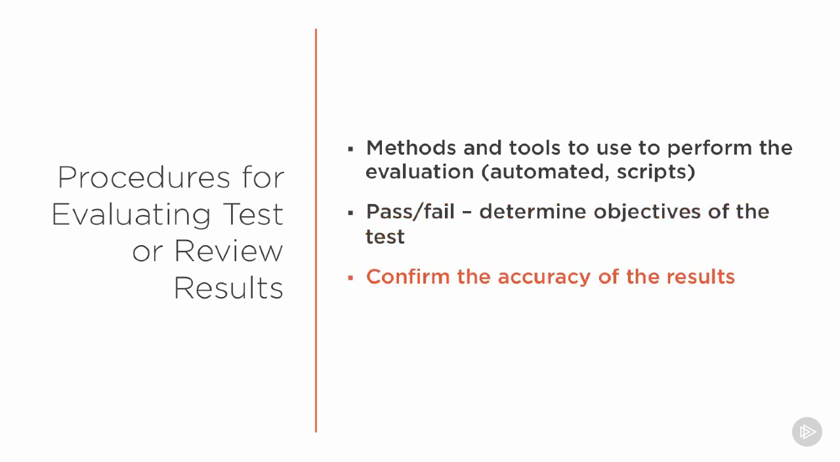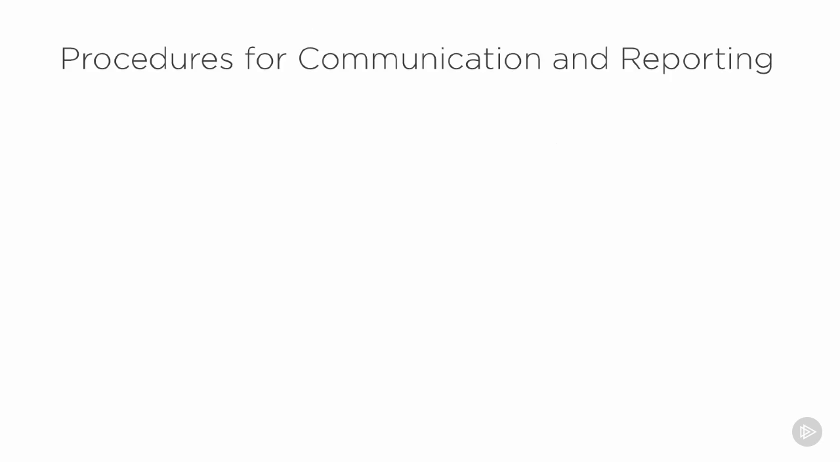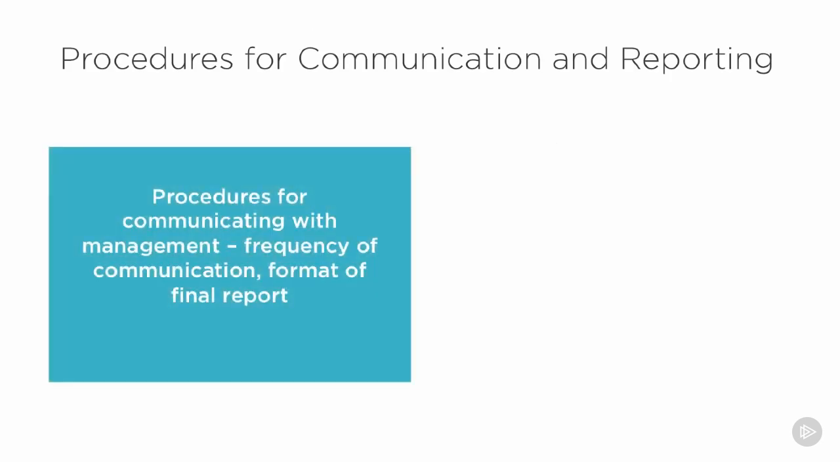Once we have the test data, we will look through it to confirm the accuracy of the results and whether or not that test data is complete and whether or not it is reliable. When we set out the procedures for communication and reporting, we will also look at the frequency of communication. How often will we report to management on the status of the audit, as well as what will be the format of the final report and the distribution of who should receive that report.